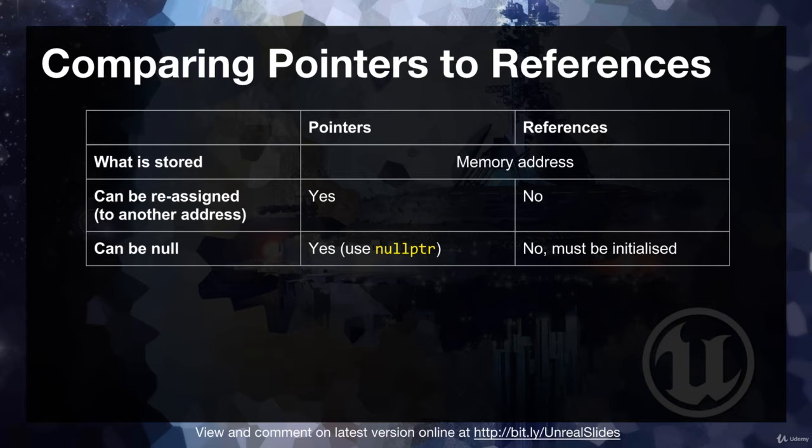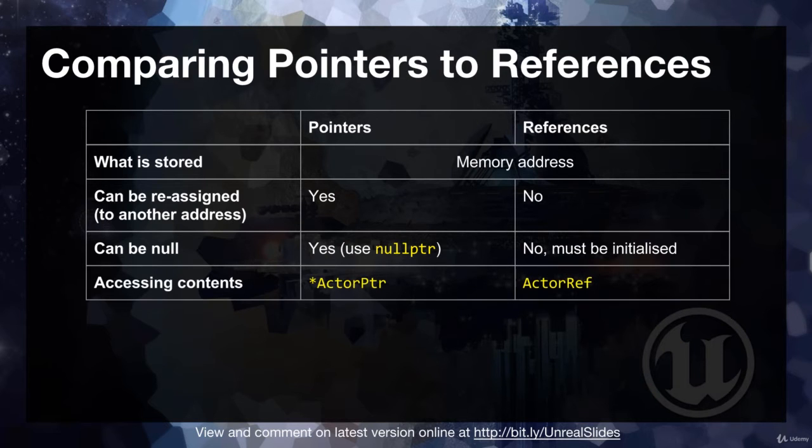However, with references, you can't have null. It has to be initialized to something because we can't change it later. So if it's pointing at nothing, it will remain pointing at nothing forever. So basically, C++ prevents us from having that problem, and we have to initialize it with something in the first place.